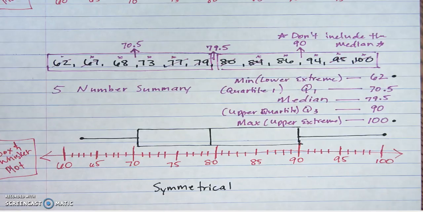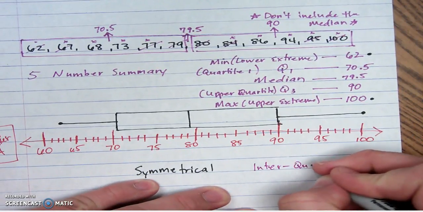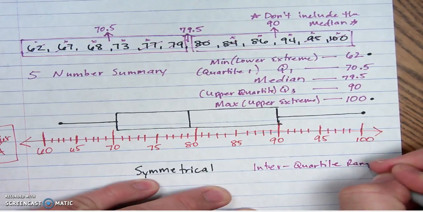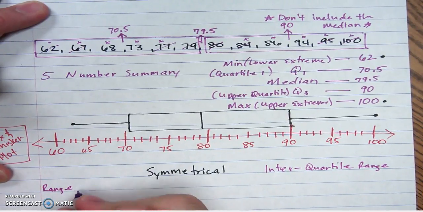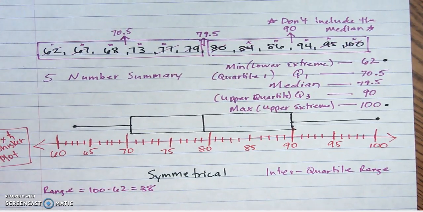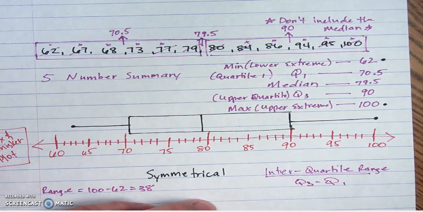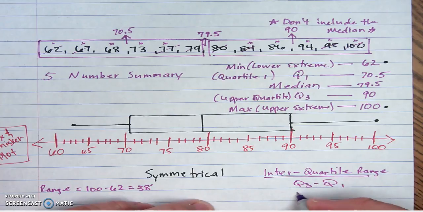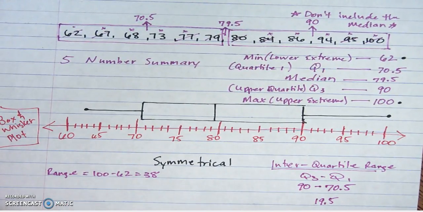One other thing that I could calculate to help me determine how varied they are is called the IQR, or the interquartile range. And we should know that to find the regular range of this data, we would take the maximum minus the minimum. So here would be 100 minus 62, which would give me 38. So my data is fairly spread out. The interquartile range is just the range of our quartiles, Q3 minus Q1. In this case, it would be 90 minus 70.5, which would give me 19.5. So my IQR here is 19.5, which is fairly spread apart.